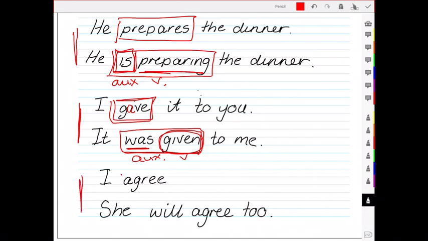In the third example, I agree. Agree is the main verb. All right? Whereas in the second part, will agree is a verb phrase with two components. Agree is the main verb, and will, as in will agree, the will has been added for grammatical purposes. So it is the auxiliary, the small word that helps the main verb. So that's how you code auxiliaries and verbs.